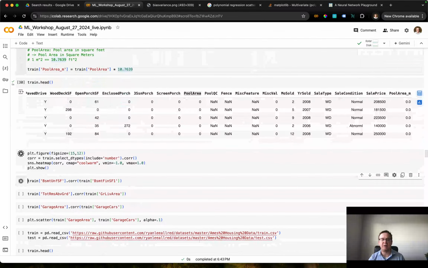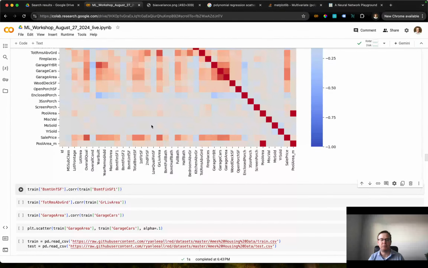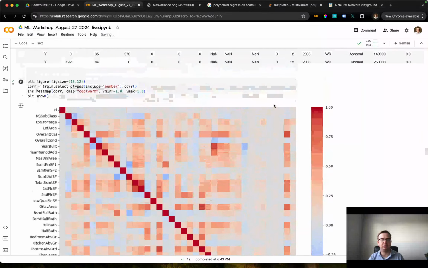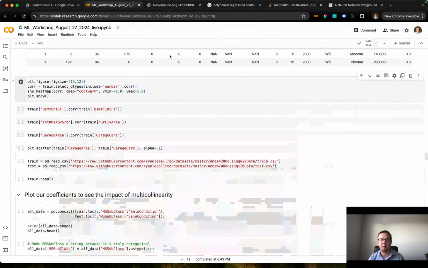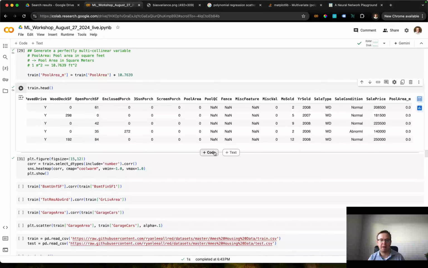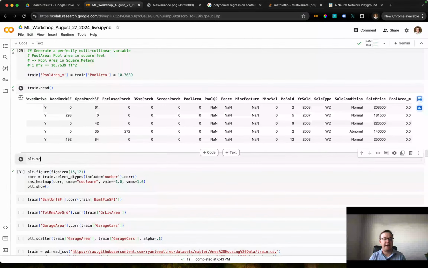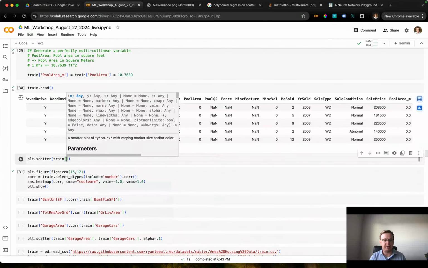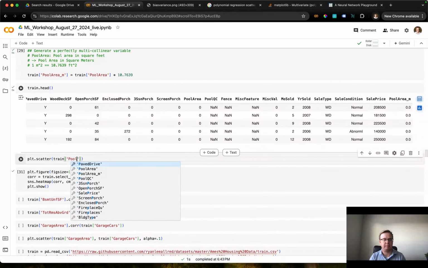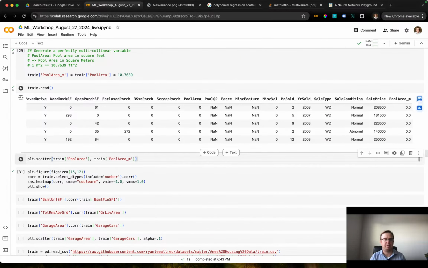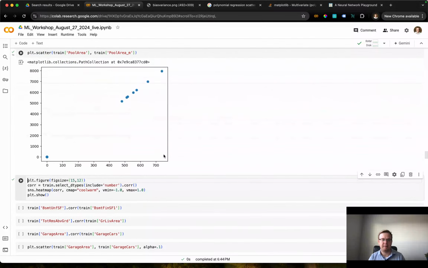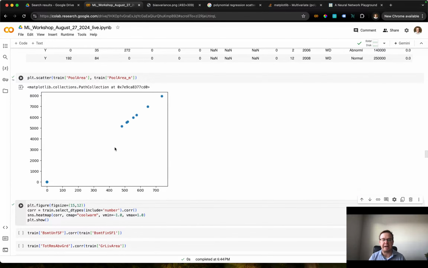If I plot these against each other, oh, that's not what I wanted to show. Let's clear this. Let's see, plt.scatter. Plot these two against each other. They're going to be exactly on a line. There's not a lot of pools in Ames, Iowa, but for the pools that do exist, these two features are perfectly collinear.